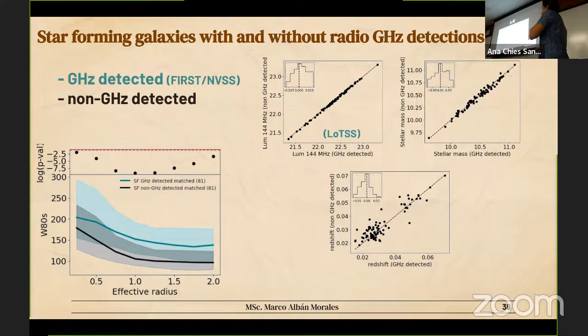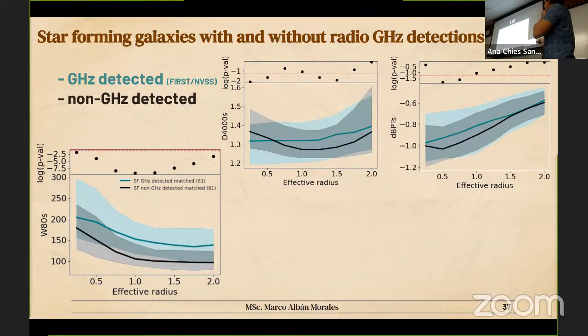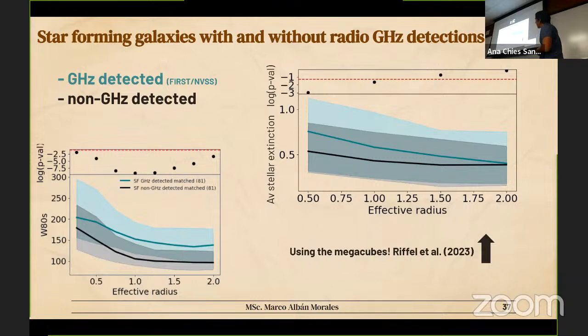And there are more differences also. So this is the D4000 radar profile trying to estimate age. And apparently they are a little bit younger in the central regions and a little bit older in the outskirts. The BPT, so the distance from the maximum starburst line of the BPT, which is at 0, tells you that the star-forming galaxies that have radio detections are closer to this line. And using some data from the megacubes from Riefeld et al. 2023, we see that the extinction is greater in the central regions of these gigahertz detected star-forming galaxies.